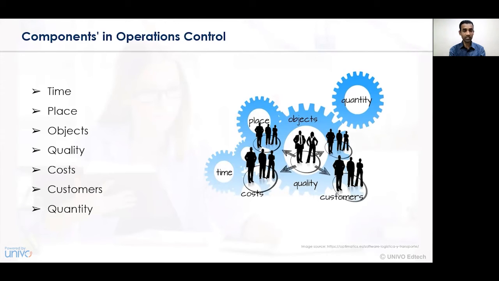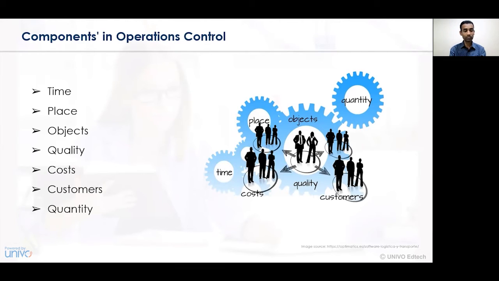The place. The place plays a very important role in understanding which activity has to be performed at what place and at what point of time. Hence, the place plays a very important role in identifying the location of the control for a particular product or for a particular activity.